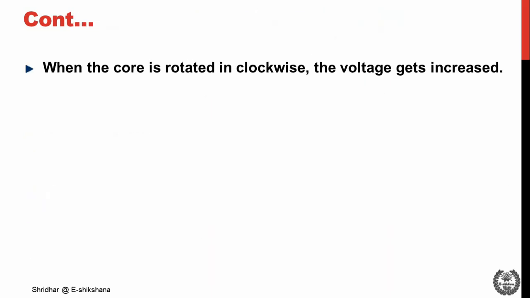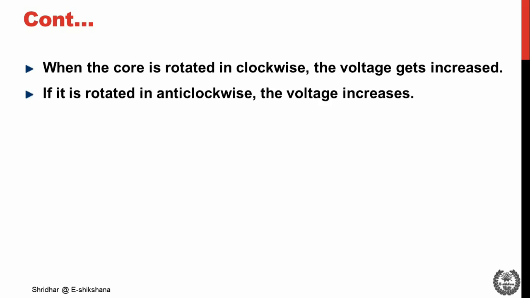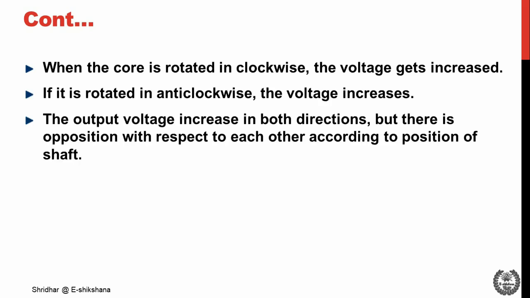When the core is rotated in the clockwise direction, the voltage increases. If the core is rotated in the anti-clockwise direction, the voltage also increases. The output voltage is increased in both directions, but with opposite phase with respect to each other according to the position of the shaft, clockwise or anti-clockwise.